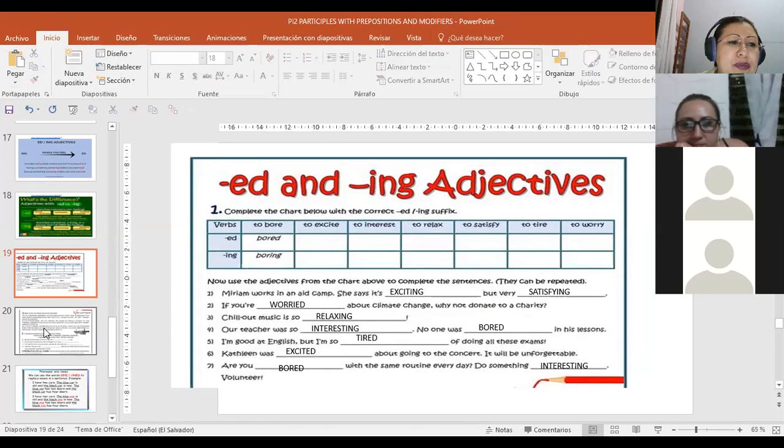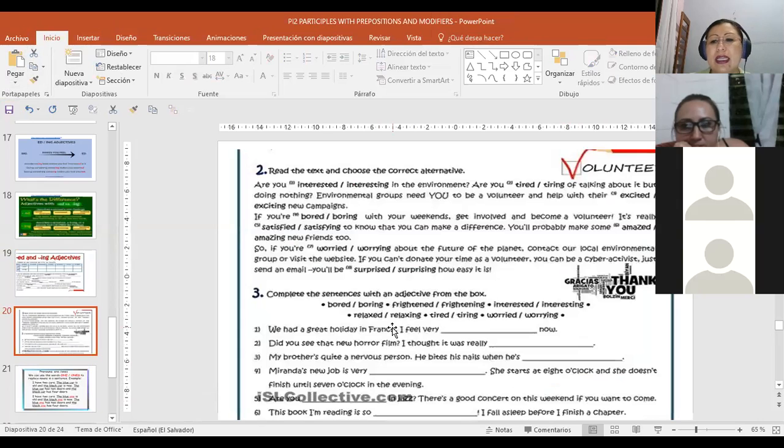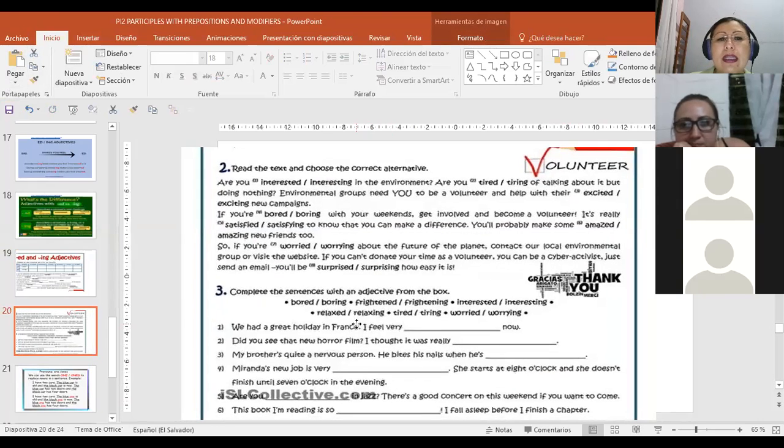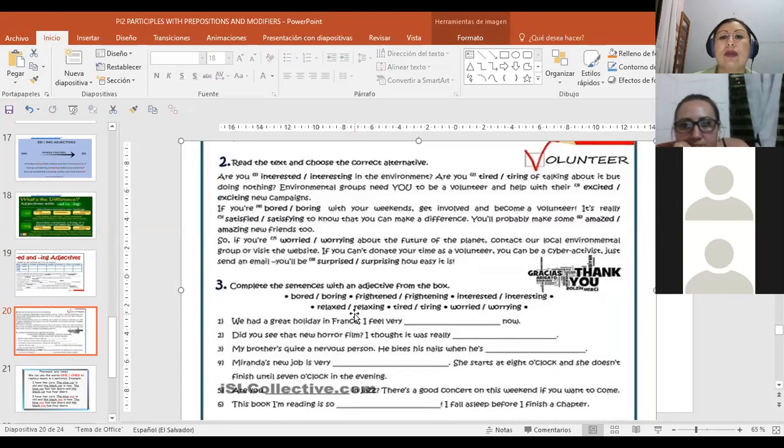Okay, let's see the last part of this exercise. It says, read the text and choose the correct alternative. Are you interested or interesting? Interested. La primera, ¿verdad? Con ED. Okay.